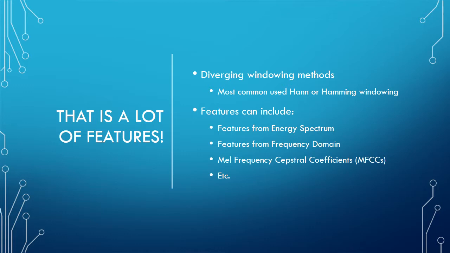And the reason for this is that features can vary substantially based on the type of windowing methods used, where the most common tend to be the Hann and the Hamming windowing methods, and also the features themselves that can be extracted from the energy spectrum. It can be extracted from the frequency domain, a peak, several types of different coefficients, where the most popular one is the MFCC coefficients, which has been substantially used within speech and speech emotion recognition specifically.